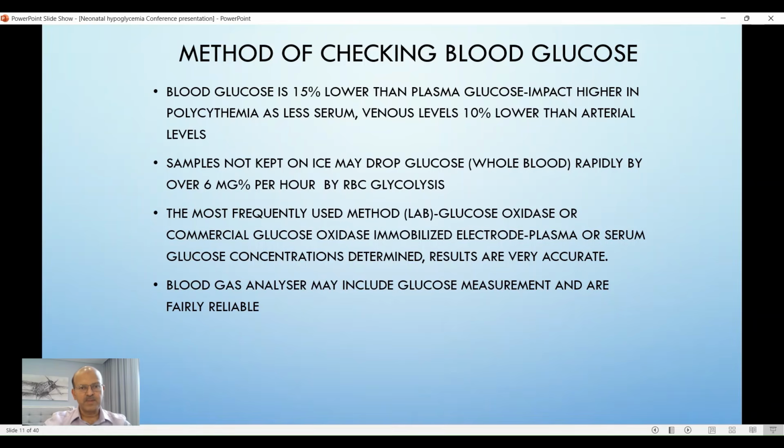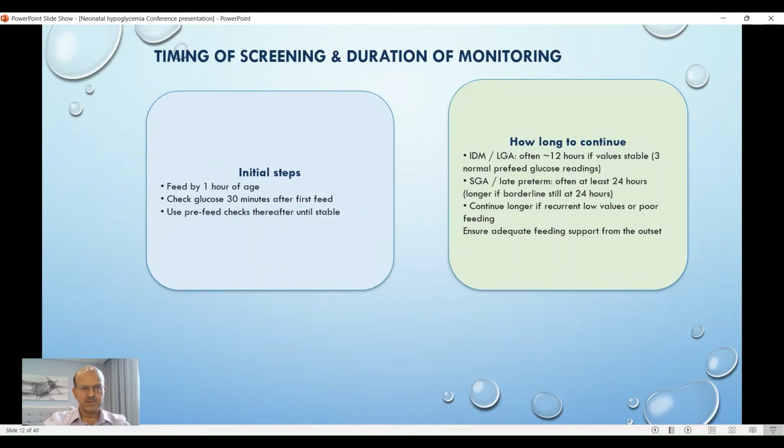If the sample is not kept on ice, there may be a drop of about 6 milligrams per hour by RBC glycolysis. And if you have a blood gas analyzer, the glucose measurement may be accurate, but look at the calibration at regular intervals as well.